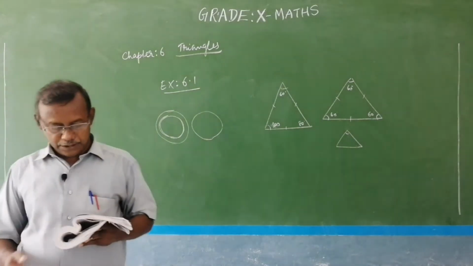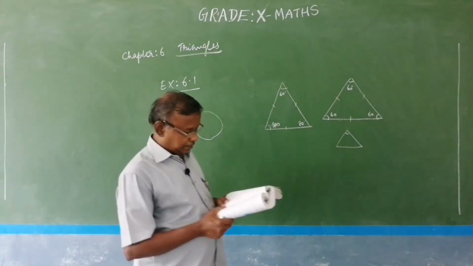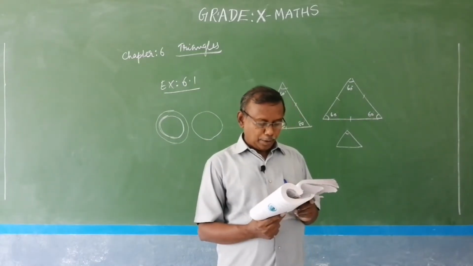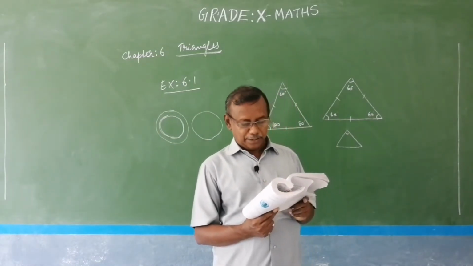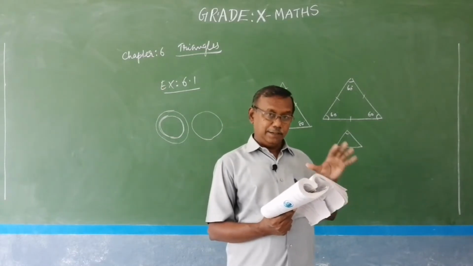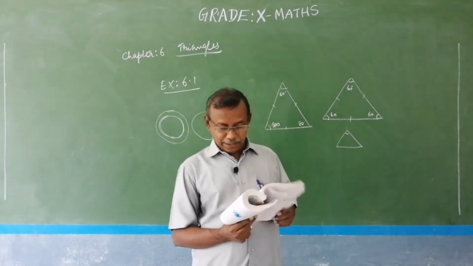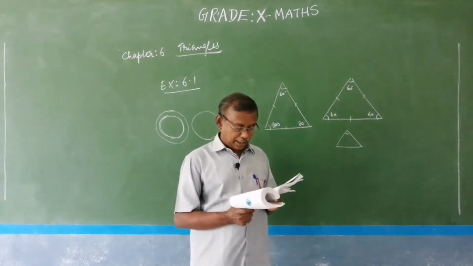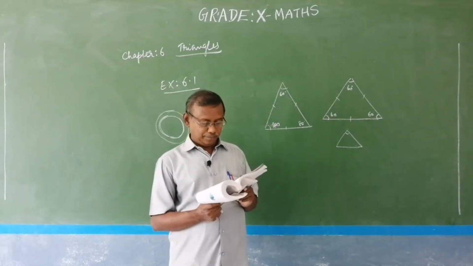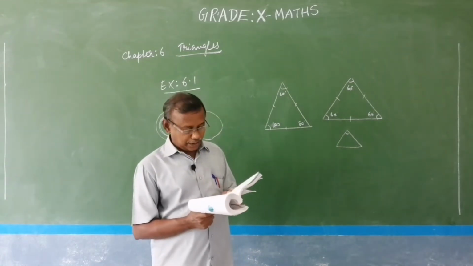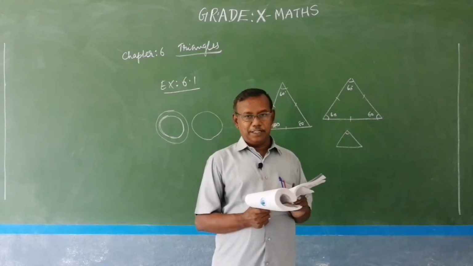So equilateral triangles is the only correct option. And the fourth one: two polygons of the same number of sides are similar. The given condition is, if two polygons with the same number of sides are similar, then their corresponding angles must be equal and their corresponding sides are proportional.